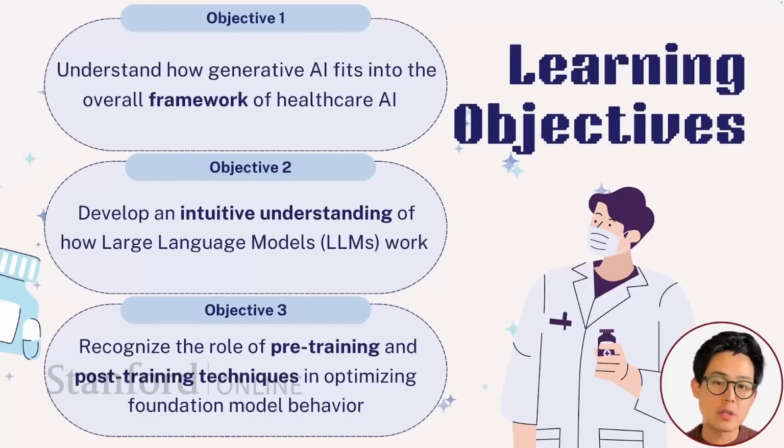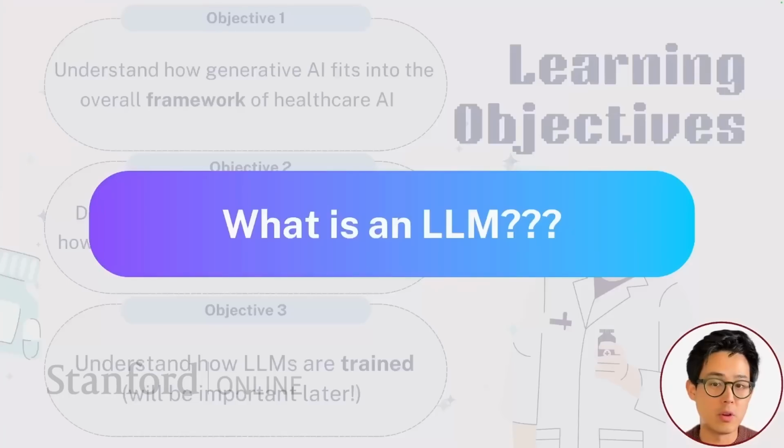With that in mind, here are the big three things we hope you'll take away from this video. First, we want you to understand where generative AI fits into the broader framework of AI in healthcare and how we got here. Second, we want to give you an intuitive understanding for how large language models work so that you can build a mental model for generative AI. And finally, we'll talk about the pre-training and post-training phases that shape these models' behavior, how they're optimized, how they're adapted, and how they're fine-tuned. And in summary, the purpose of this first video is to answer that all-important and not so straightforward question of, what is an LLM really?